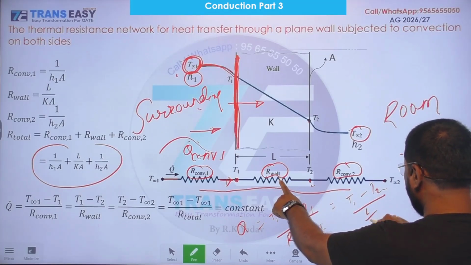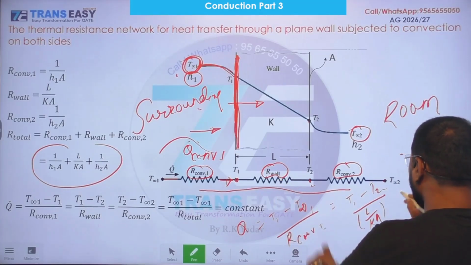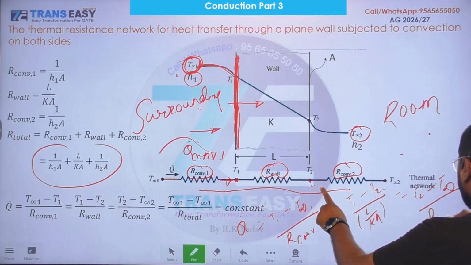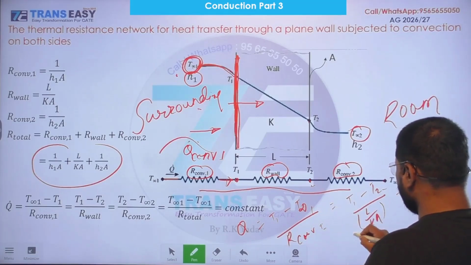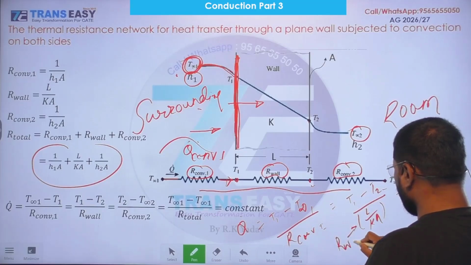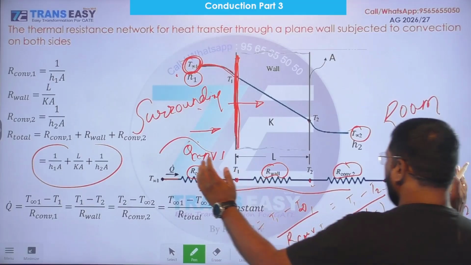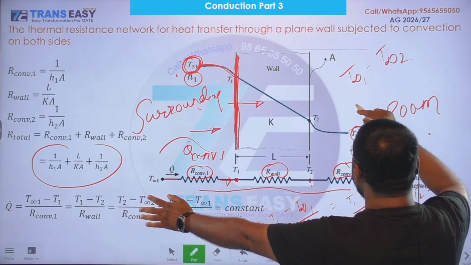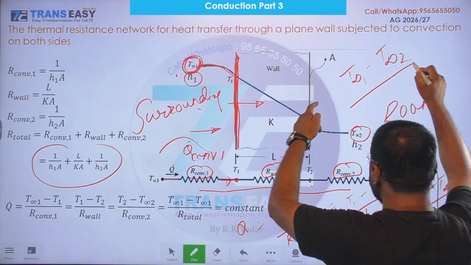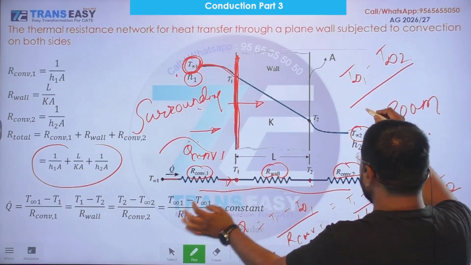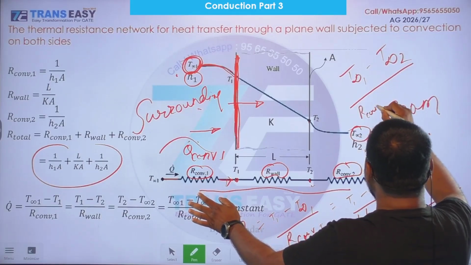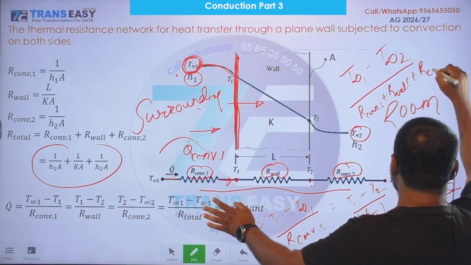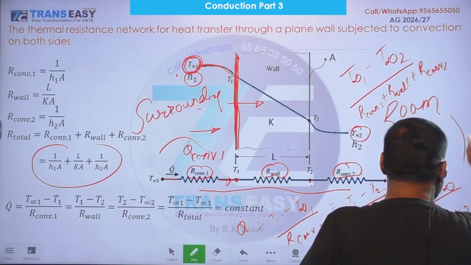R wall is L upon KA. T2 minus T infinity 2 upon R convective 2. This is R wall. And dear friends, add these all resistances and write directly T infinity 1 minus T infinity 2 and total resistance between these two temperature potentials. So R convective 1 plus R wall plus R convective 2. All are same. All are same.